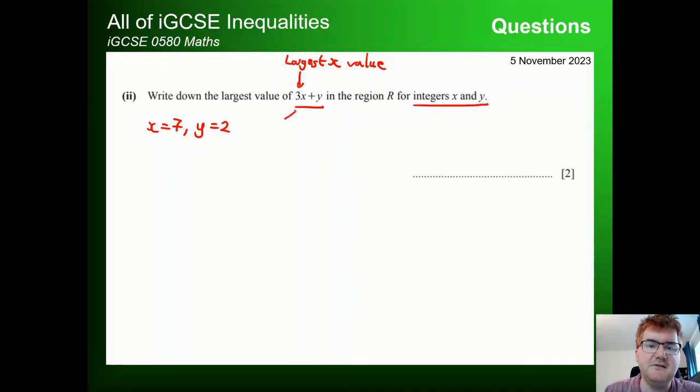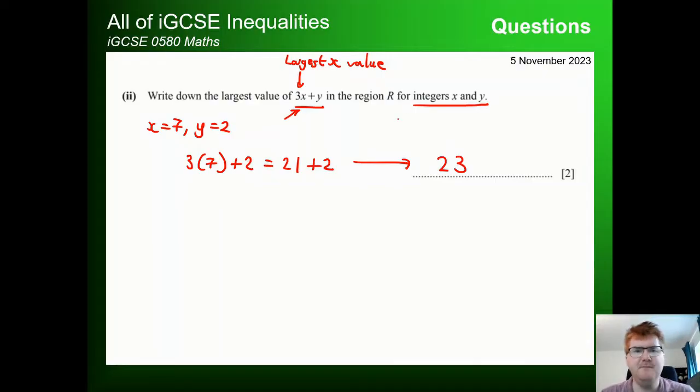If I pop that or substitute that into here, so wherever I see an x, I put a 7. Wherever I see a y, I put a 2. We have 3 lots of 7 plus 2. 3 times 7 is 21 plus 2. And then that gives us our final answer here of 23. Nice little twist they've been doing recently on these iGCSE 0580 questions. Again, trying to get you to find the largest value with a specific expression that they give you.